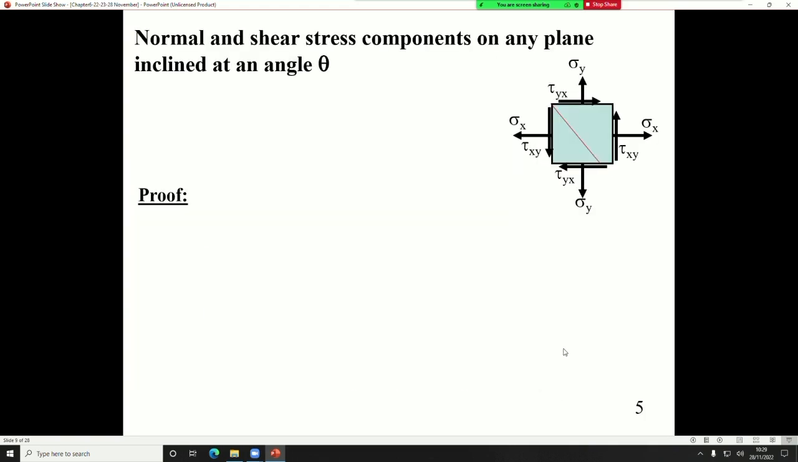Slide number 5. Now, as I said earlier, stress is not a vector quantity. If you've got a vector quantity, you can resolve it in the xy coordinate system. And if your xy coordinate system is rotated and you have an x prime, y prime coordinate system, then again you can easily resolve it in the new coordinate system. But stress is not a vector quantity. If you want to transform it from one coordinate system to another, we cannot treat it the way we treat vectors.